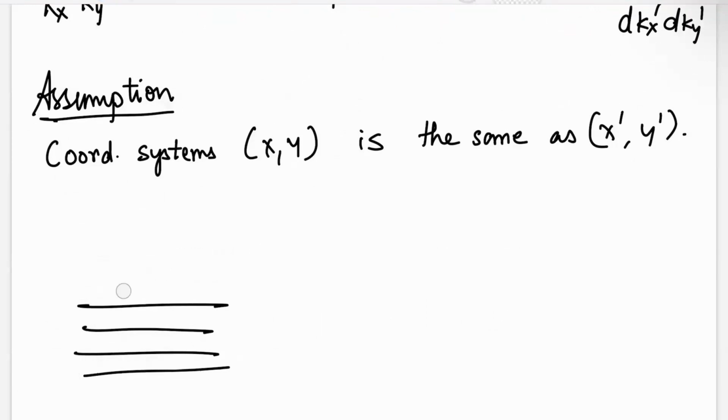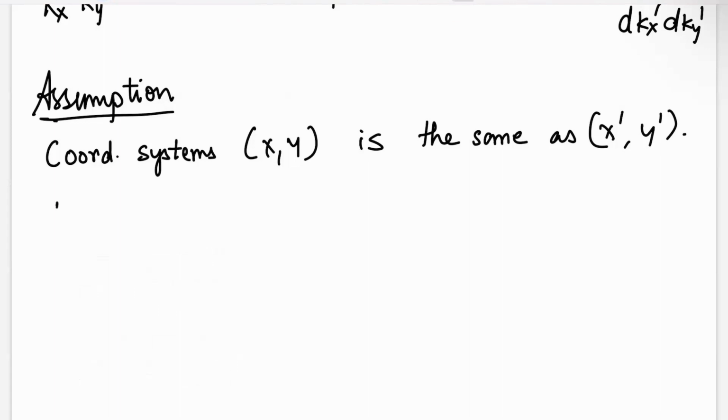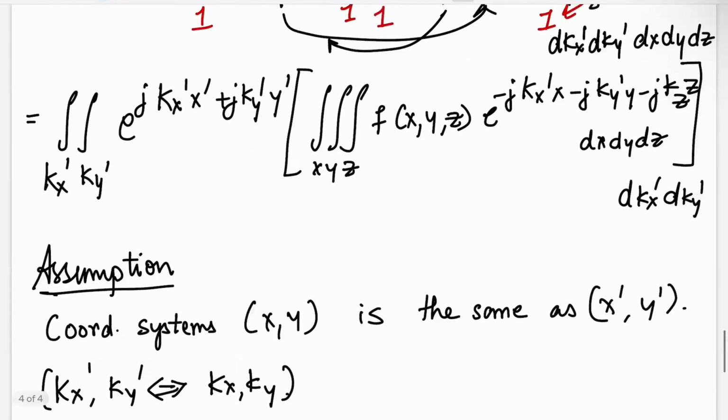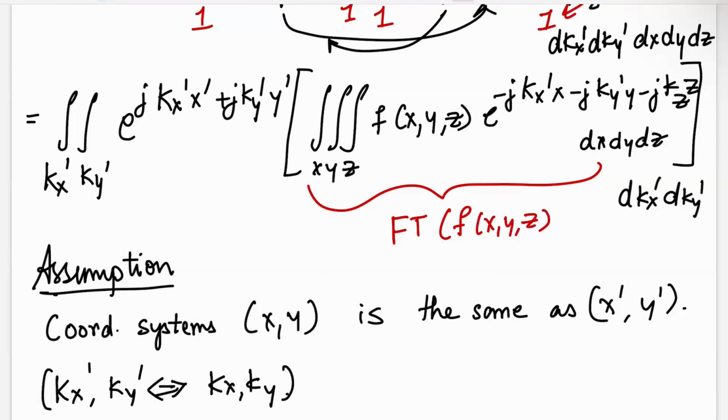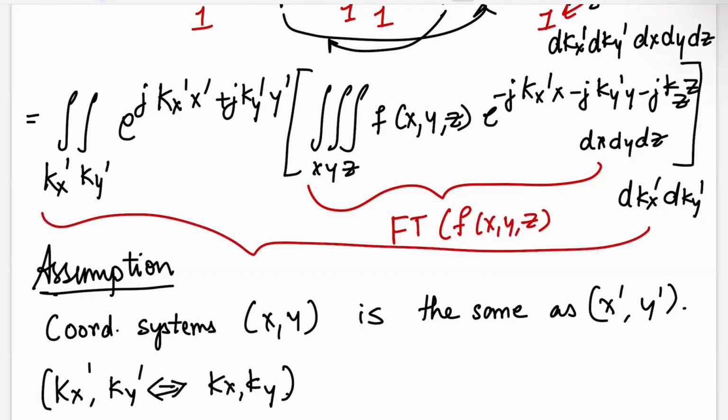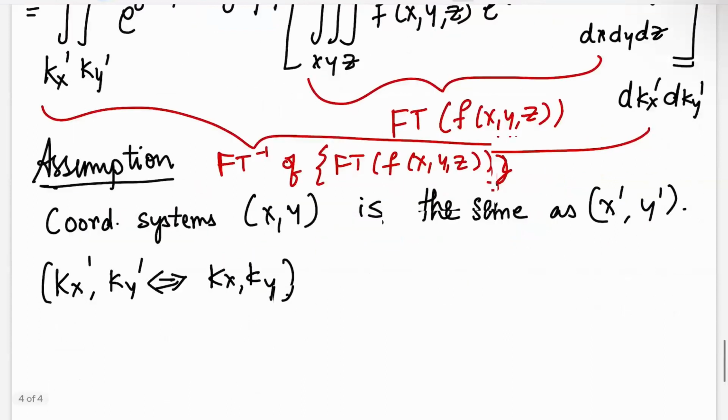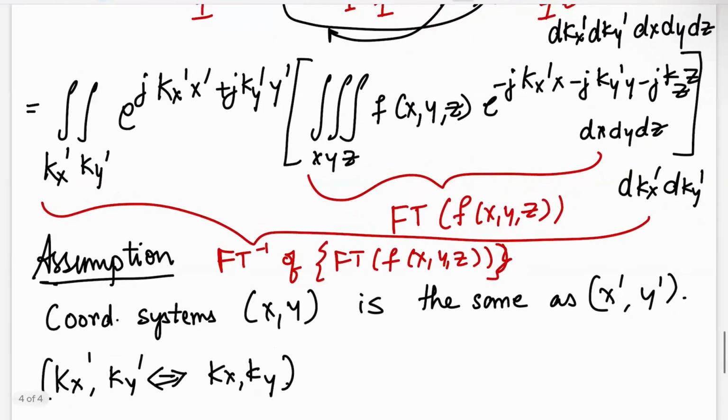So with this assumption, basically what we can do is drop the prime coordinates in x and y. It's the same thing as kx, ky, right? So then what happens? If we do that, then this is nothing but the Fourier transform of f of x comma y comma z. And this is the inverse Fourier transform of the Fourier transform of f of x comma y comma z, right? And that should be pretty obvious if you know what the Fourier transform is.